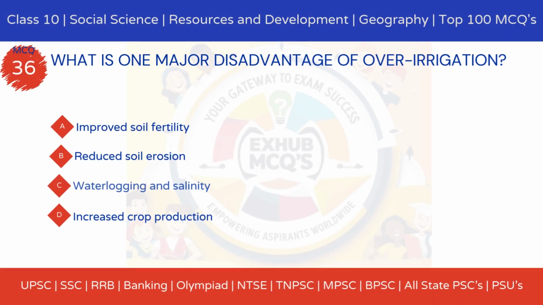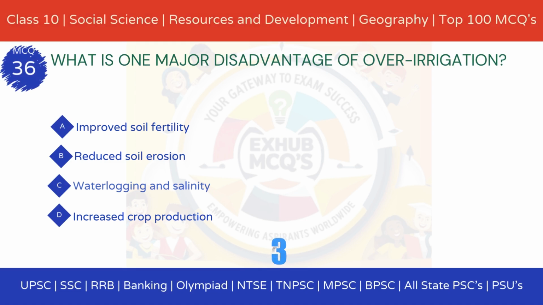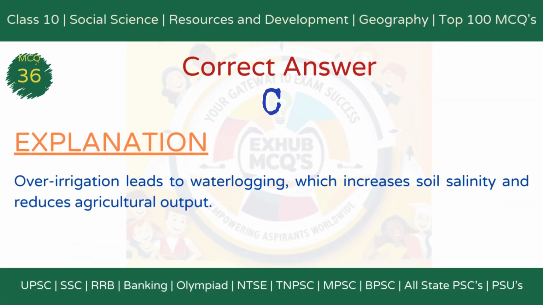MCQ36. What is one major disadvantage of over-irrigation? Option A, improved soil fertility. Option B, reduced soil erosion. Option C, waterlogging and salinity. Option D, increased crop production. The correct answer is option C, waterlogging and salinity. Explanation: Over-irrigation leads to waterlogging, which increases soil salinity and reduces agricultural output.